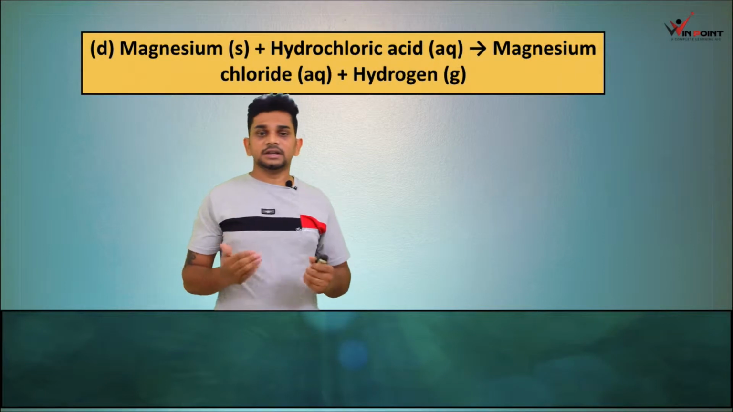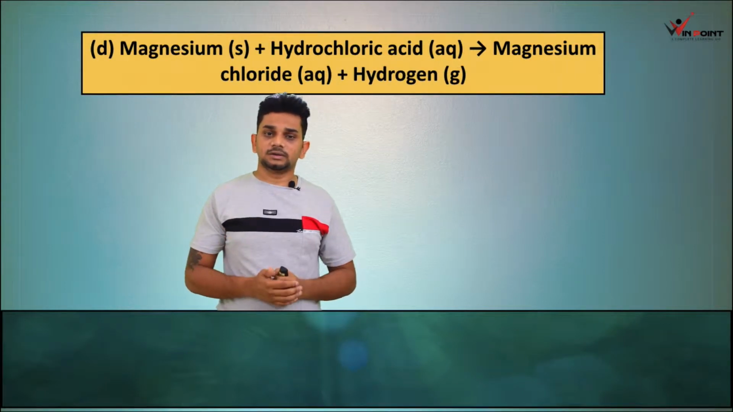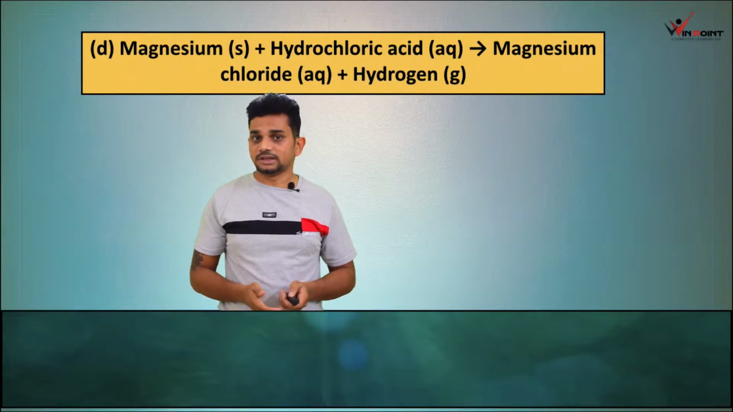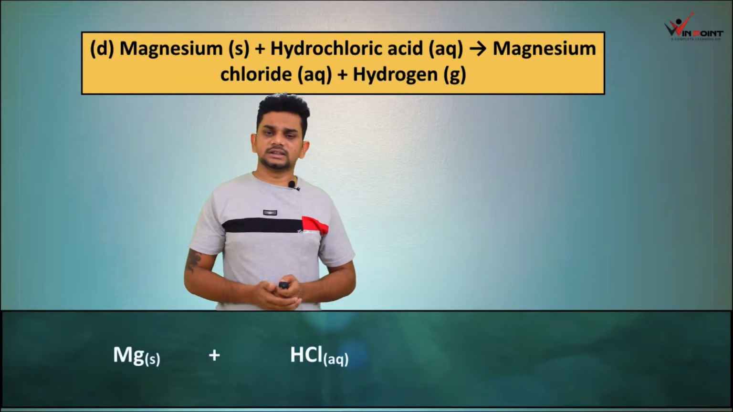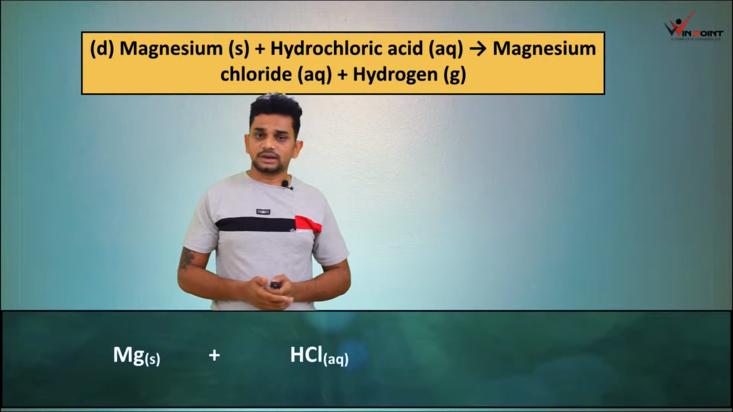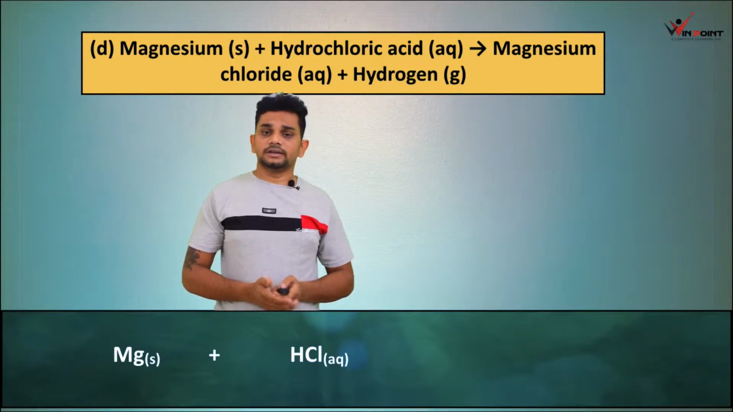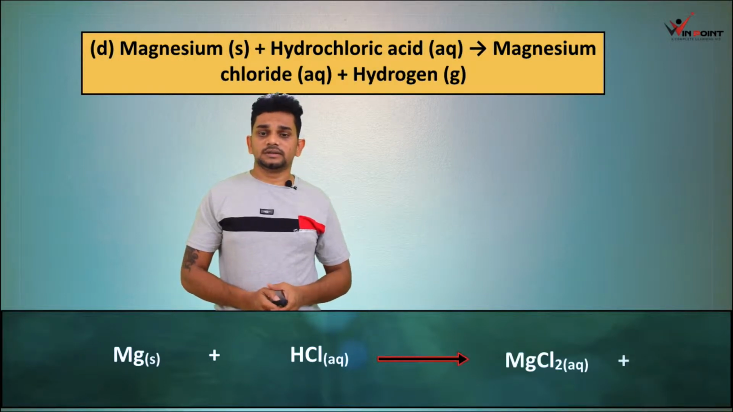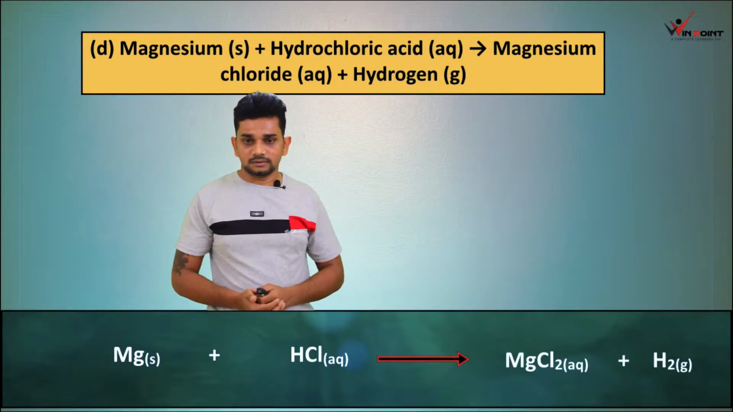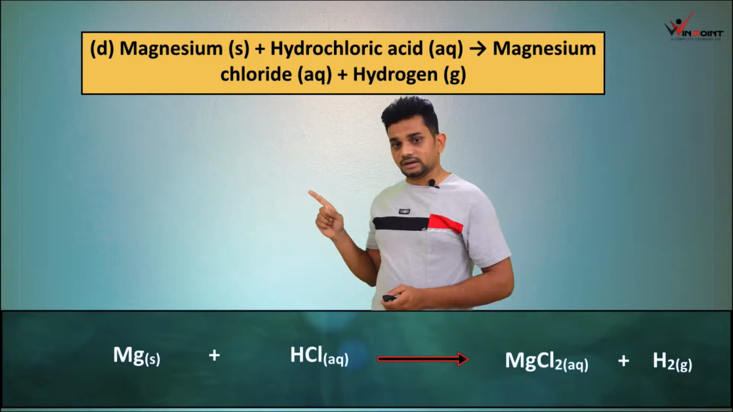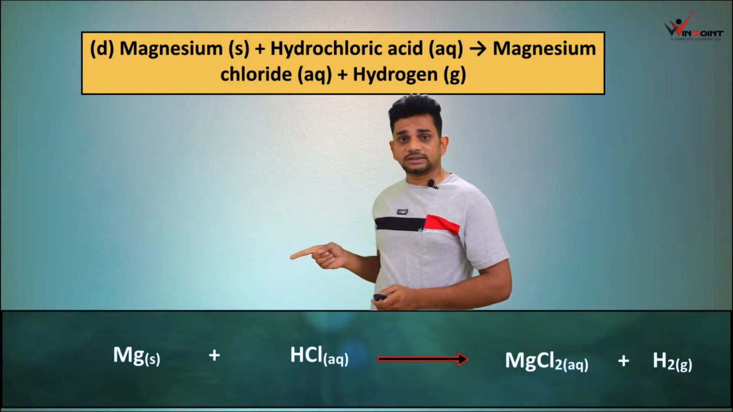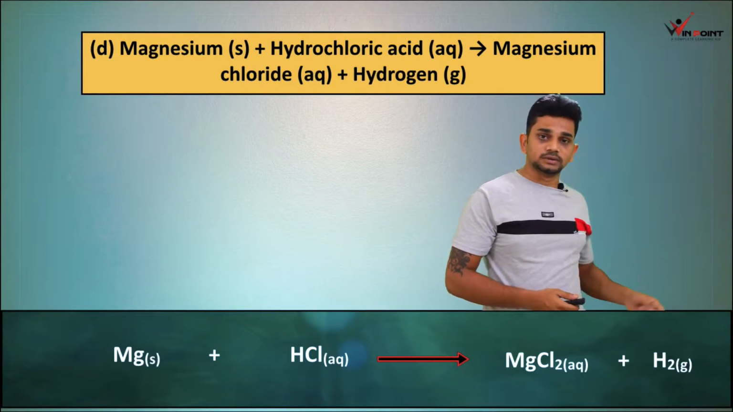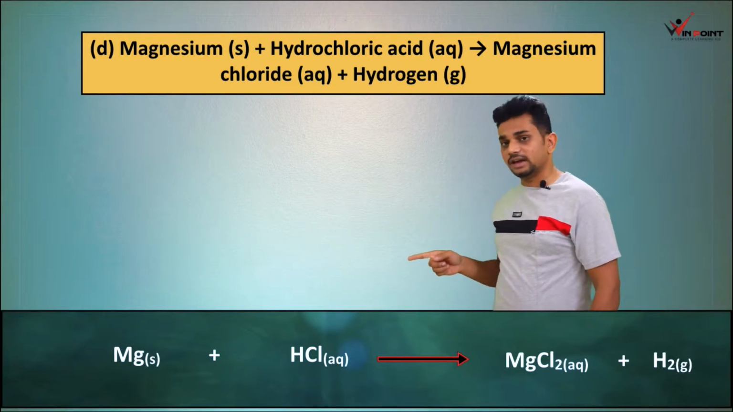Next one, magnesium plus hydrochloric acid gives magnesium chloride plus hydrogen. What is the formula for magnesium? It is Mg, and hydrochloric acid is HCl. Magnesium chloride is MgCl2, and hydrogen is H2, gives MgCl2 plus H2. How we can balance it? First we are counting the number of hydrogen. In the reactant side it is HCl. HCl means there is only 1 hydrogen. In the product side H2, there are 2 hydrogen. Then there should be a 2.